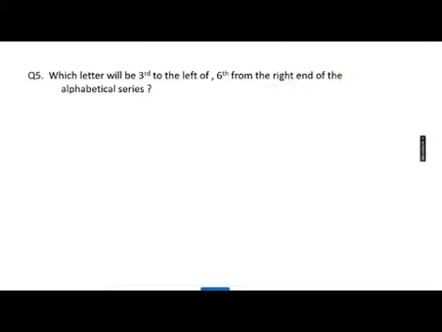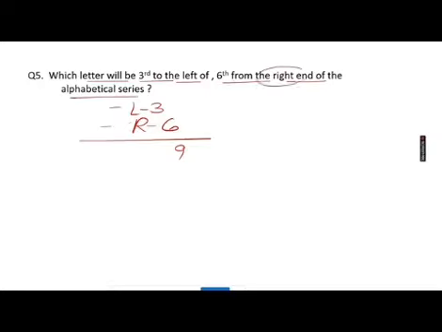Next question is, which letter will be the third to the left of sixth from the right end of the alphabetical series? First of all, it is given to you third from the left and sixth from the right. So here also different directions are given to you. So in this case you have to add the values. So we are getting 9, and which direction you will choose depends upon the last direction given to you. The last direction given to you is right, so your answer will be according to the right direction.